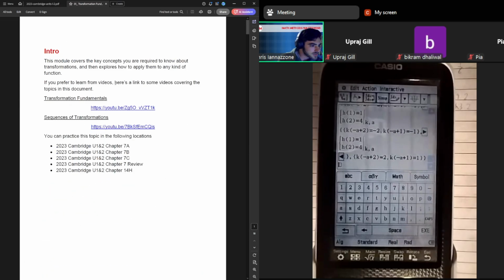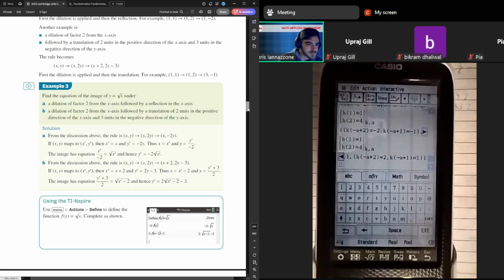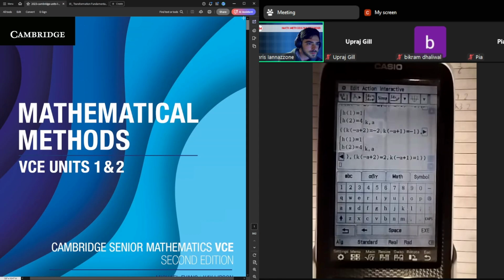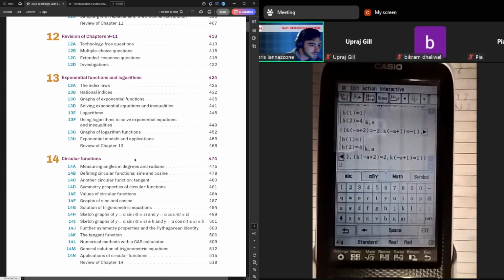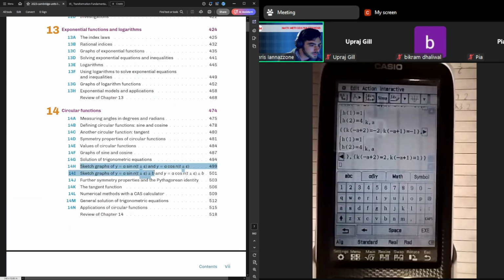Do I have the Jacaranda? No. There'll be the Chapter 7 review and 14H as well, apparently. Why 14H? What's there? Oh yeah, circular function stuff.